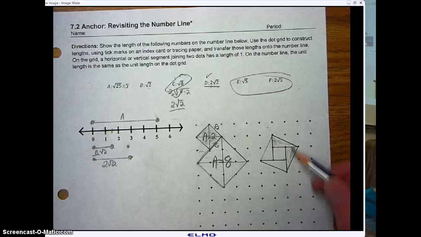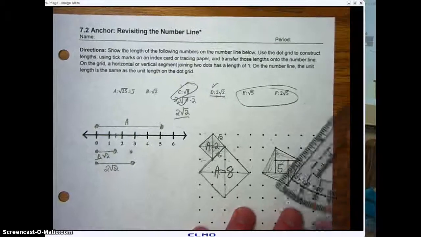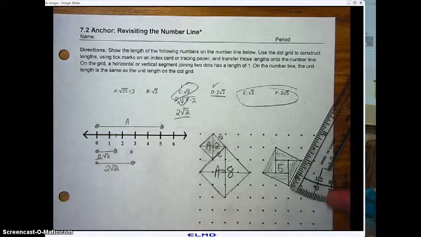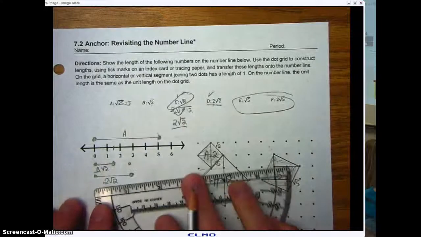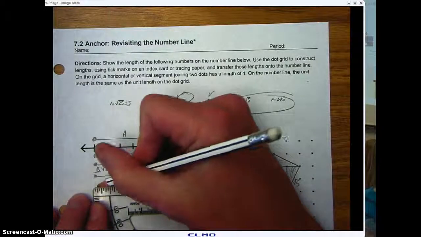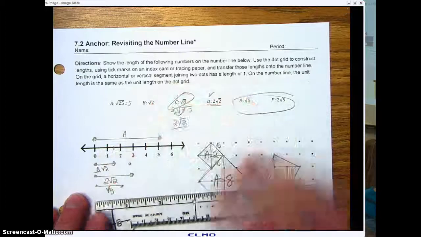1, 2, 3, 4. This area is 5, including the center there. Therefore, the side of this is square root of 5. And the square root of 5, if I kind of just measure it, looks like about, I don't know, let's say maybe right there, 5/8 of an inch. So the square root of 5 would be somewhere between here and here. Square root of 5 is right here.